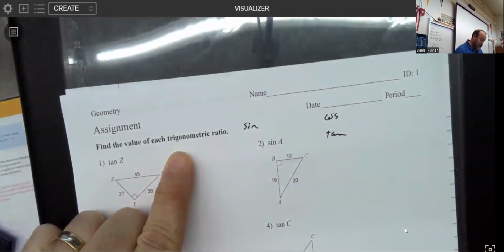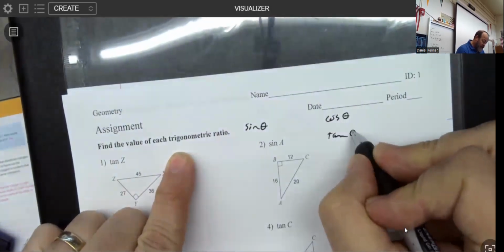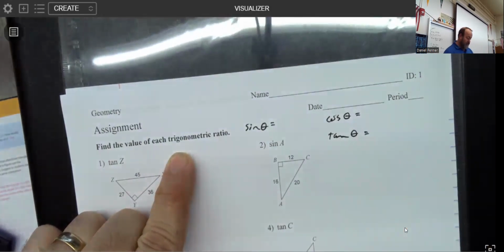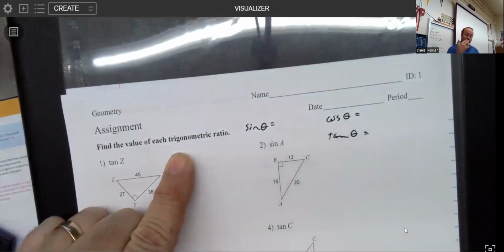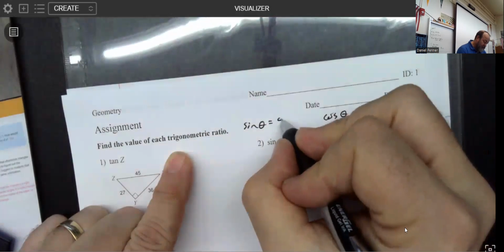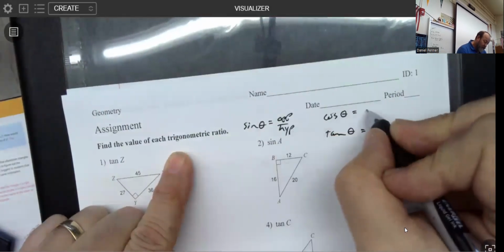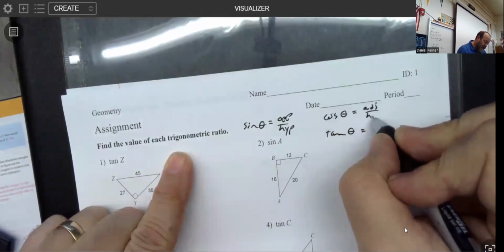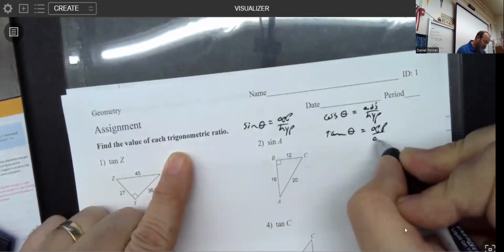And as it turns out, no matter what angle, I'm using the Greek letter theta, I just like that way personally, but we could say sine of A or the cosine of B. It's okay. But the sine of any angle is always defined as the opposite side divided by the hypotenuse. The cosine is defined by the adjacent side over its hypotenuse, and the tangent is the opposite over the adjacent, which we studied for a few days.